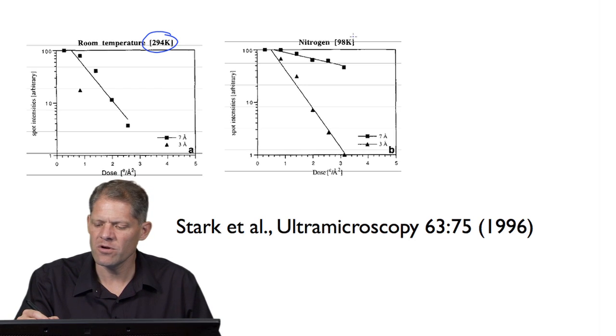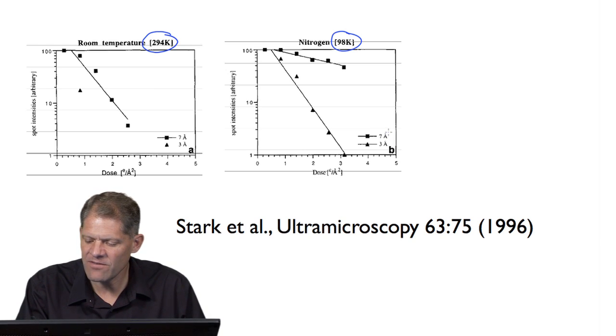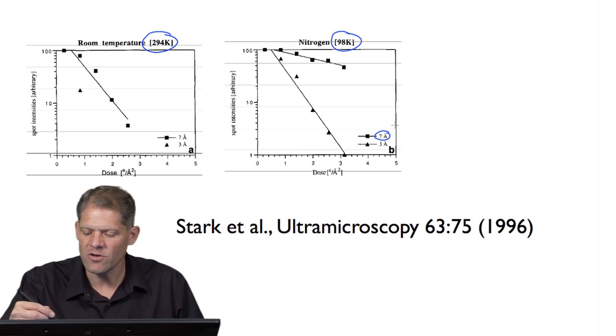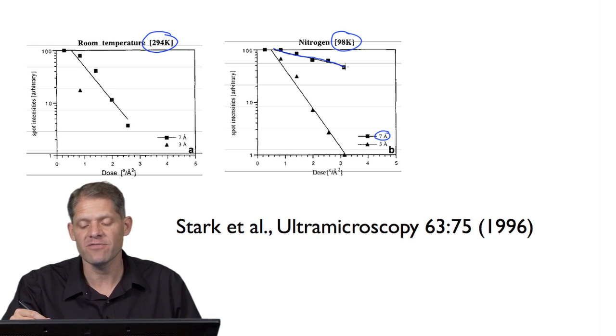And so Holger and his colleagues redid this experiment at 98 degrees Kelvin. And now the 7 angstrom spot here, you can see the intensity is still decaying. It decays more slowly now than it did at room temperature. In fact, even after 3 electrons per square angstrom, it's only decayed by about half.